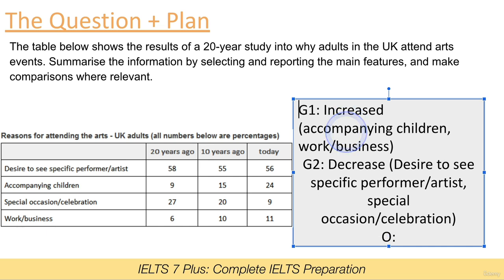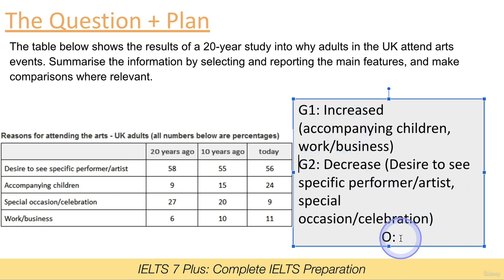Okay, we can move this up a little bit here. Right, so we have our two groups. Now we can think about the overview. What could we say? We want to make a sweeping statement about the information here. We could say something like, there are many reasons why people attend art events. More people are visiting art events today due to reasons such as accompanying children, whilst reasons that are less common today than before include a special occasion.